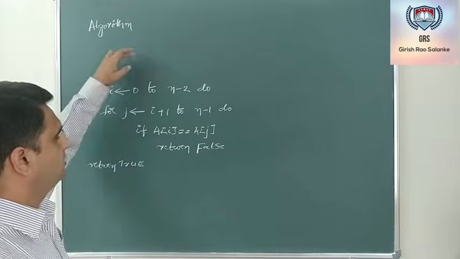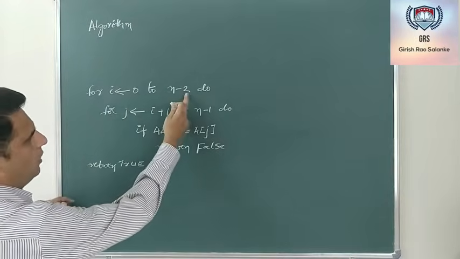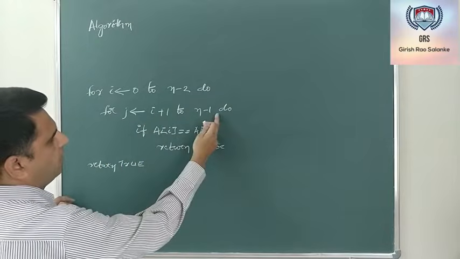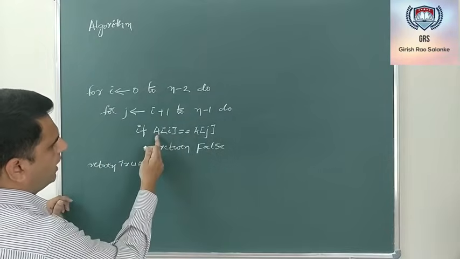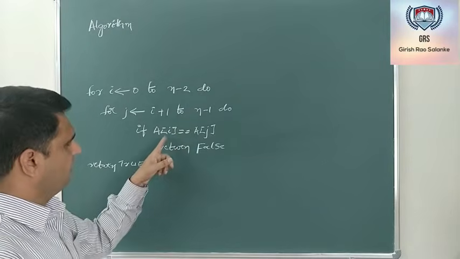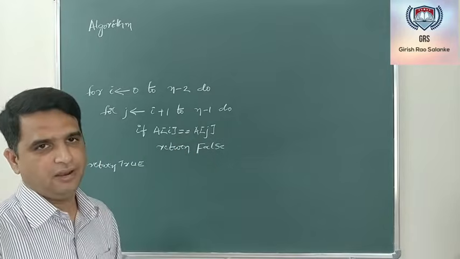If you see, this is the pseudocode of the second algorithm, wherein there is a for loop running from 0 to n-2 and there is a for loop running from i plus 1 to n-1. Now I am just doing a comparison. If A of i is equal to A of j, so it implies that the input to this particular algorithm is an array of size n.